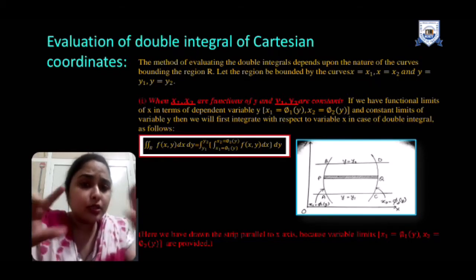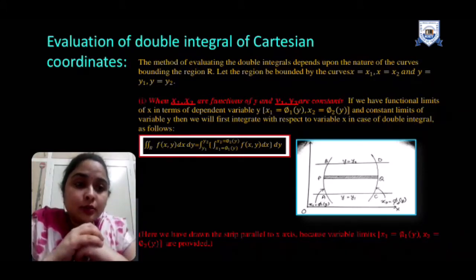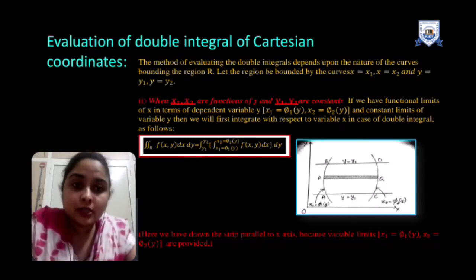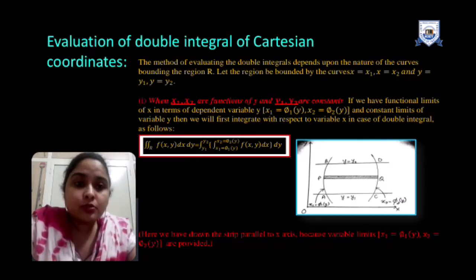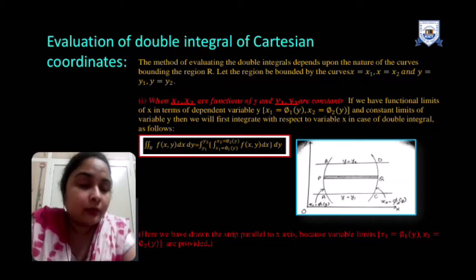And through these four curves, the whole region bounded is denoted by capital R over here. Okay, so the integral formula in the box I have mentioned: the double integration over the region R of f(x,y) dx dy is equal to the integration from y1 to y2. And now you can see we are first integrating with respect to x over the limits φ1(y), φ2(y), and then over the region, integration with respect to y from y1 to y2.